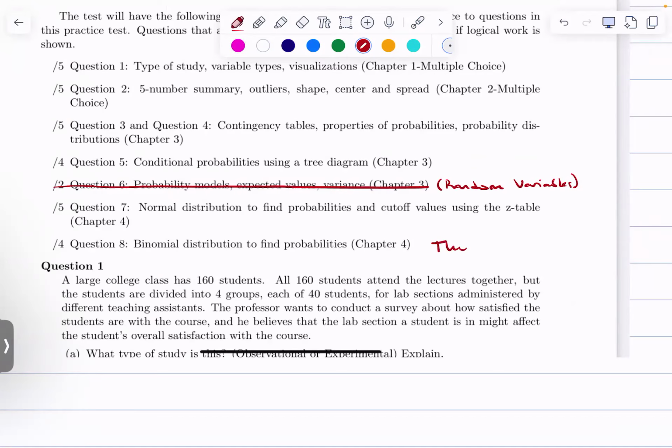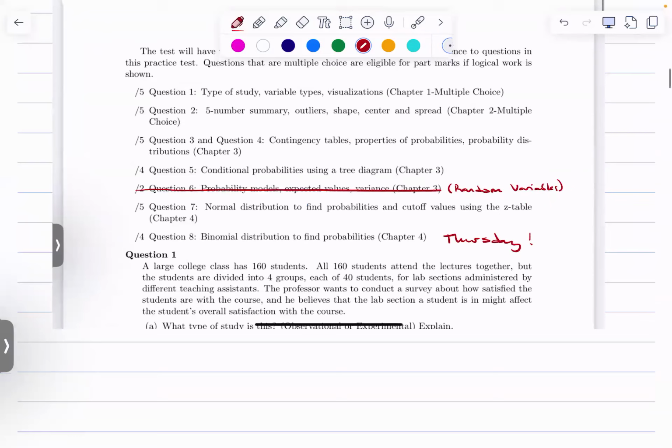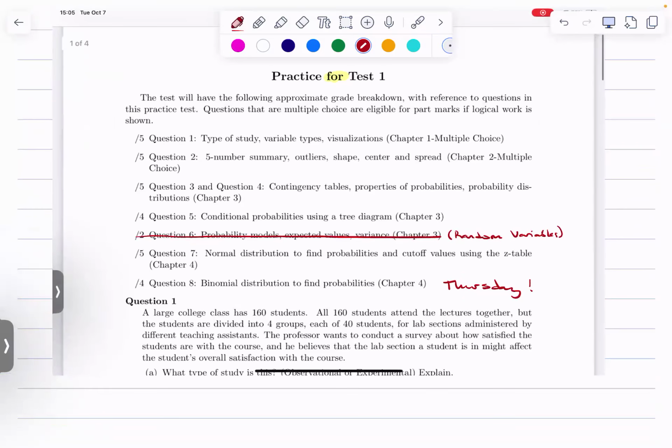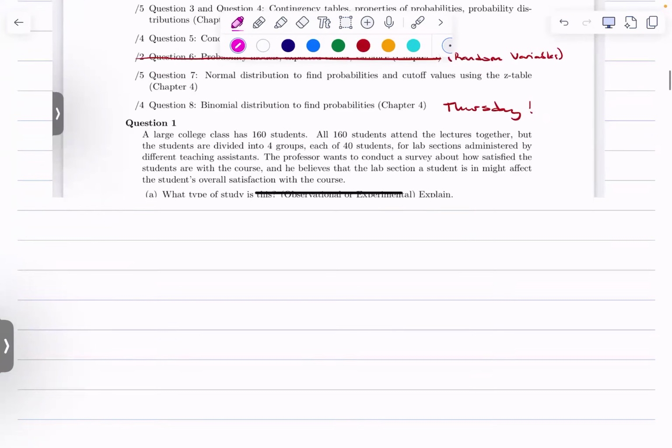This is on Thursday. All right. Hopefully we'll get there today, just to introduce it. But I don't have a good feeling.